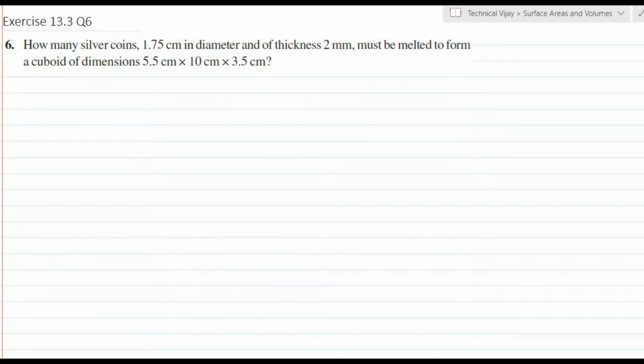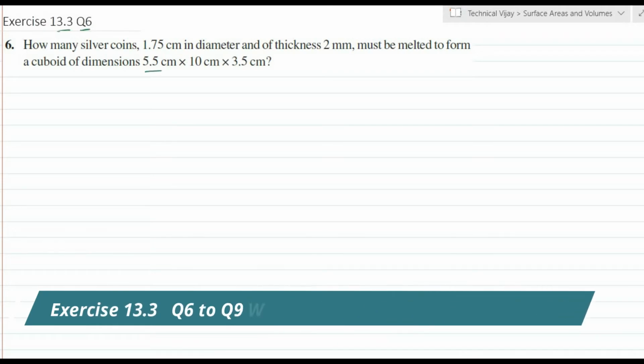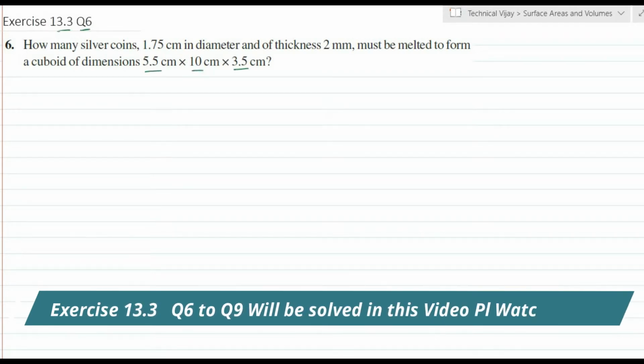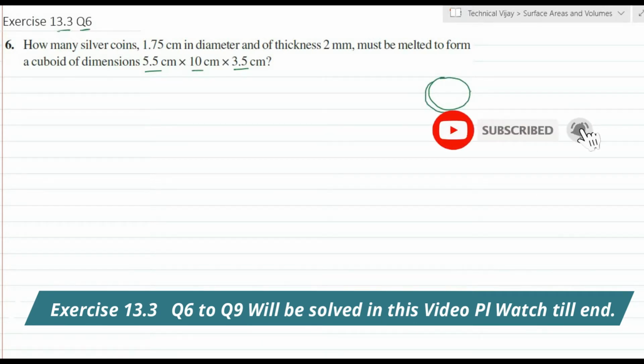So exercise 13.3, question number 6. How many silver coins, 1.75 centimeter in diameter and thickness of 2 mm, must be melted to form a cuboid of this dimension? Okay. So there are some silver coins like this.